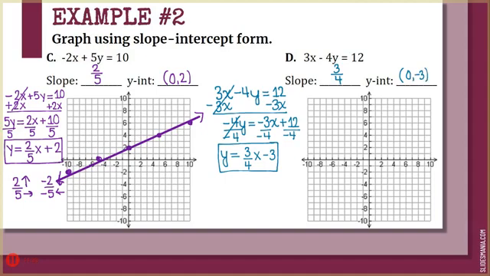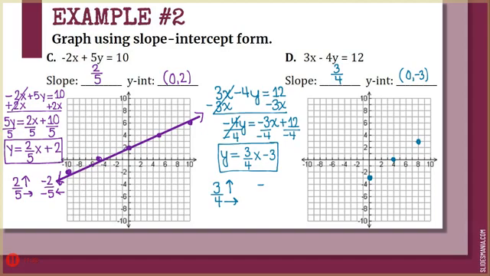So we're going to plot our y-intercept of -3. And then we're going to count our slope, which is 3/4. So I know that means I rise 3 and I run 4. So I'm going to go up 3 and right 4, up 3 and right 4.